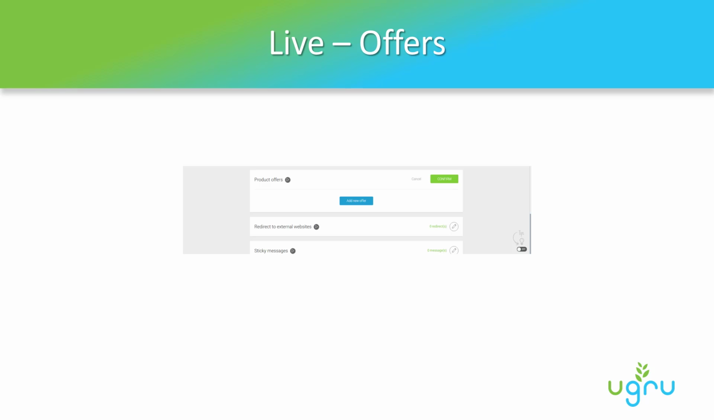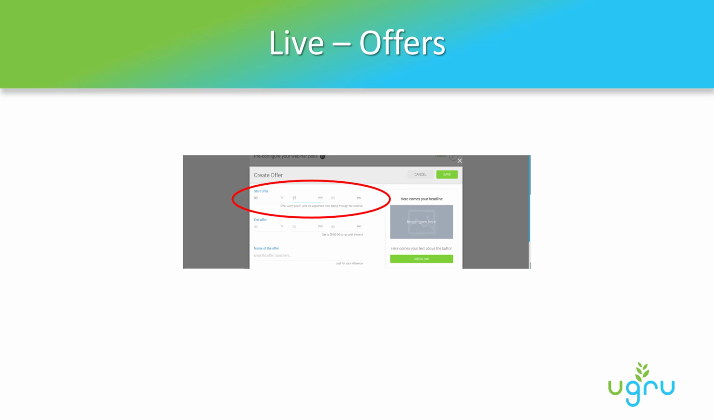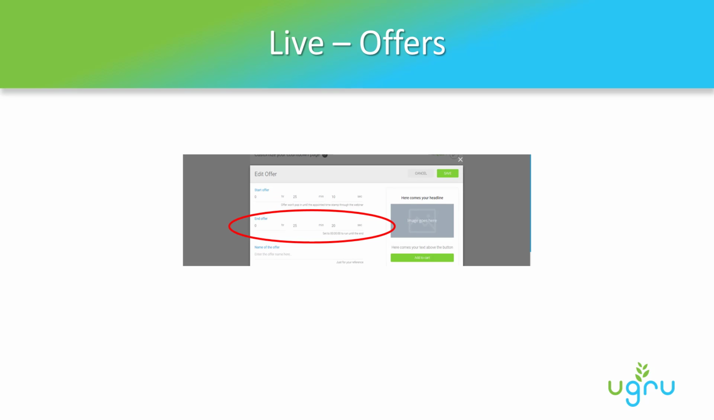Now, the offer section is key here. Why? Well, this is the call to action that will direct your attendees to buy your services or schedule an appointment, and you want to make this available at key times during your presentation. To add an offer, click on the Add Offer button. Then enter the time in hours, minutes, and seconds that you want the offer to display. Repeat this step in the field below by adding the time that you want the offer to end.